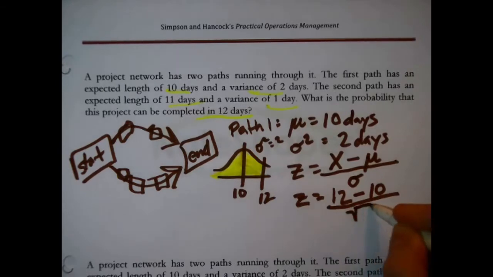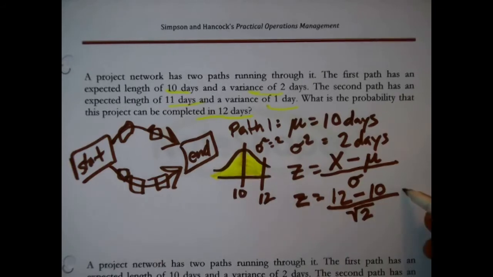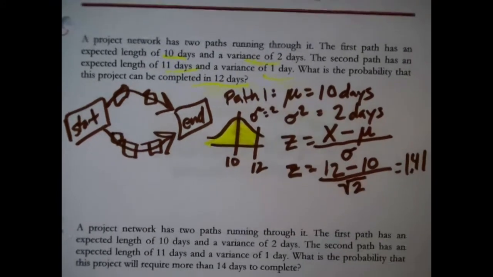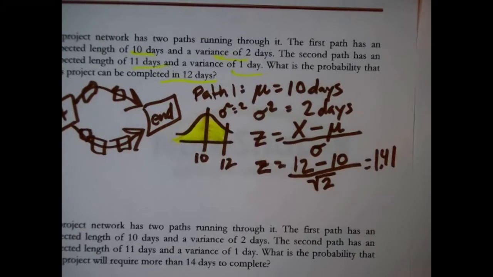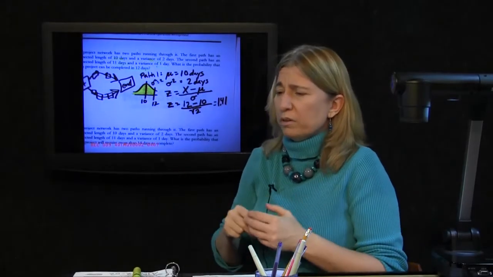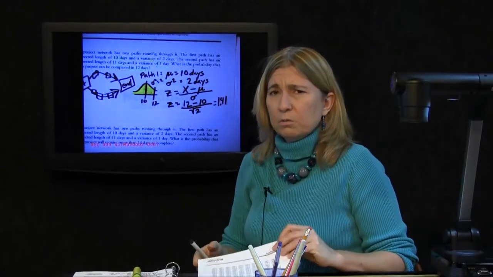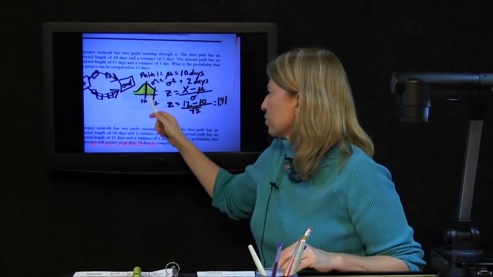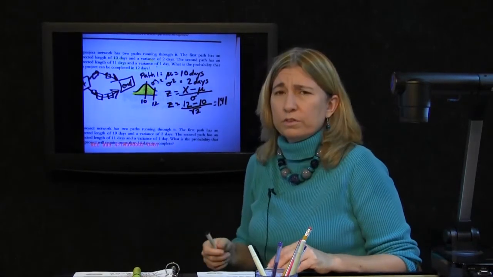But in the denominator of the z-score is the standard deviation. That is the square root of the variance. I just have to make sure that's actually what I divide by in the z-score. Now I did that and I get 1.41. Okay, so this thing called a z-score for path 1, I get 1.41. Great. What's that mean about the risk of actually getting done with path 1 within 12 days?